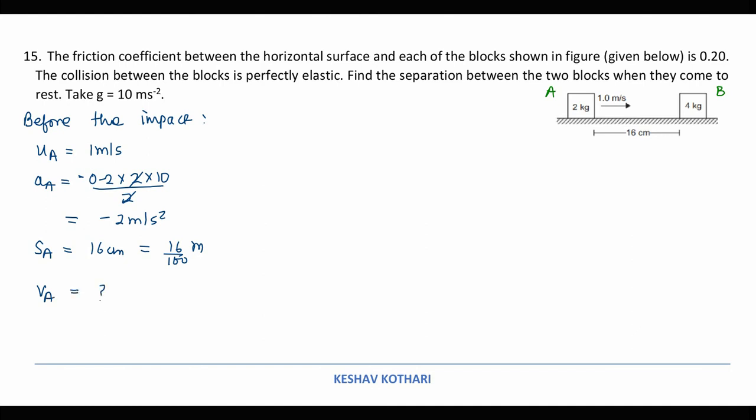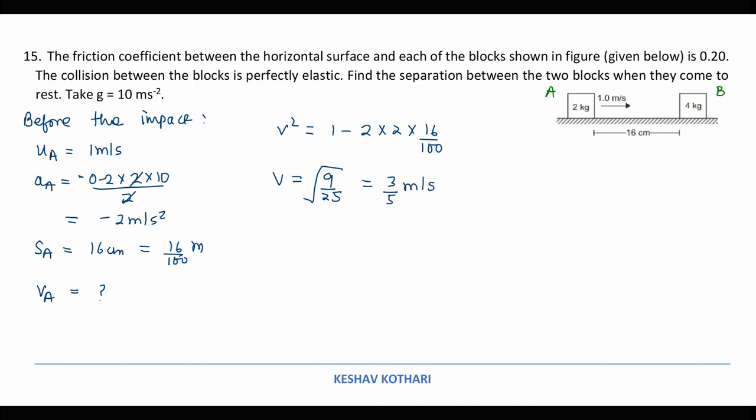If we solve for VA, we can write V square is equal to U square minus 2AS, and the value of V turns out to be the square root of 9 by 25, which is equal to 3 by 5 meter per second.